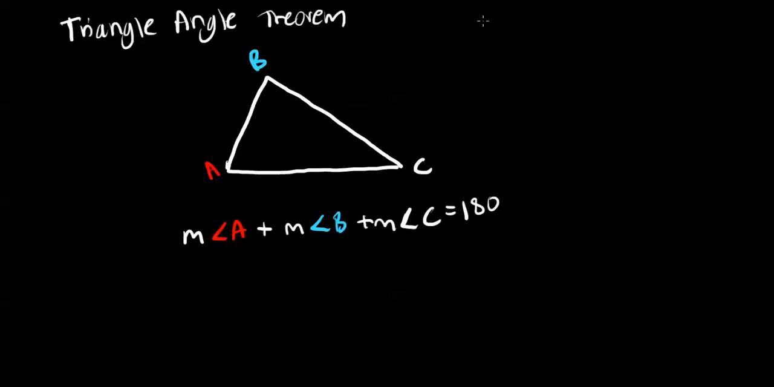The next theorem we're going to look at is Theorem 3.10, the Triangle Angle Sum Theorem. It states that the sum of the measures of the angles of a triangle is 180 degrees. So here you can see that we have a triangle ABC, and the measure of angle A plus the measure of angle B plus the measure of angle C is going to equal 180 degrees.